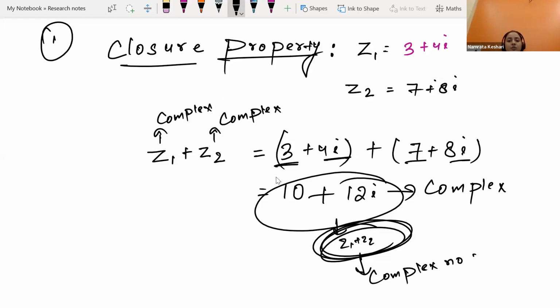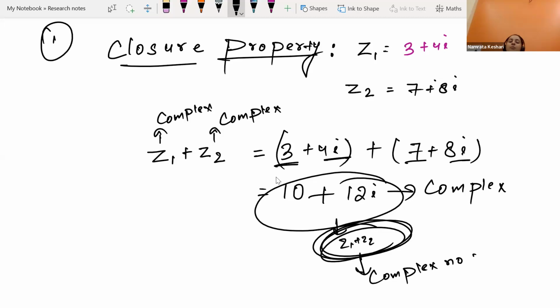Are you understanding what the property says? Ali and Alina, are you understanding what exactly the property is trying to say? Yes, ma'am. Ali, are you getting it? Yes. So this is our closure property.